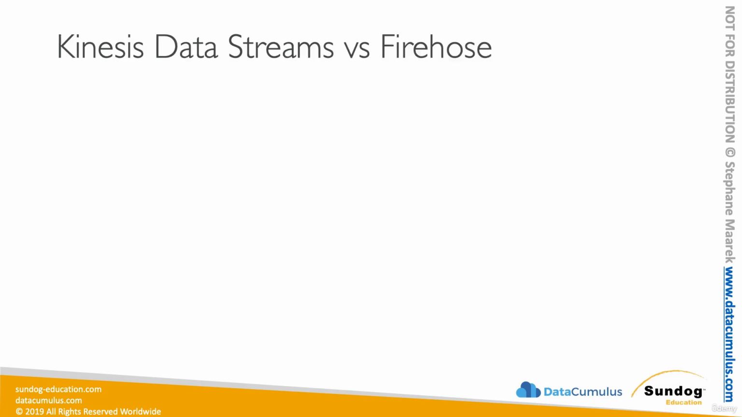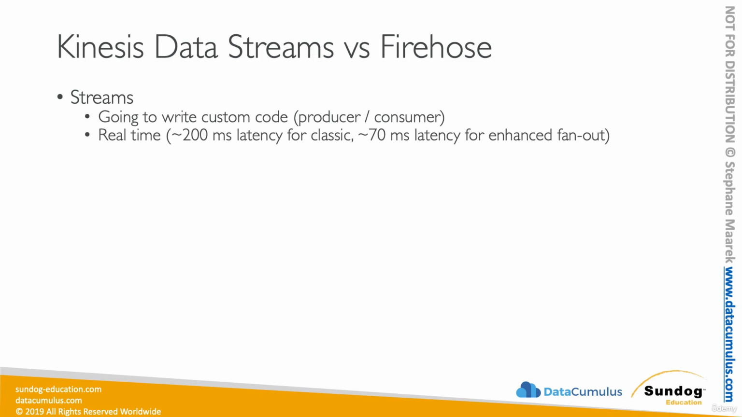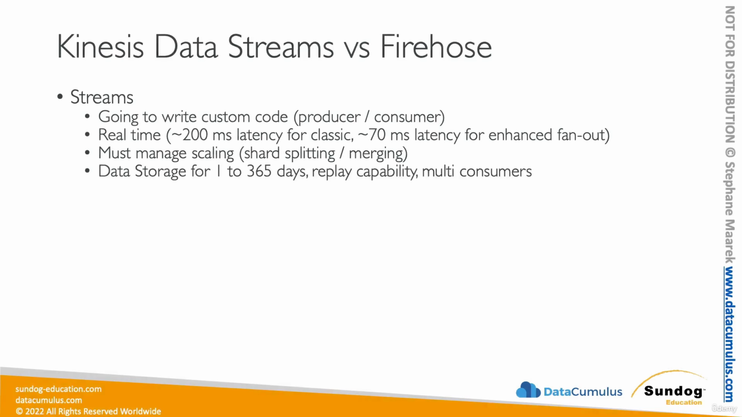Okay, so Kinesis data streams versus Firehose. They look similar, but they're actually not. Streams is you're going to have to write custom code for your producer and your consumer. And it's going to be real time. We're going to get 200 millisecond latency for classic consumers or 70 millisecond latency for enhanced fan-out consumers. And you must manage scaling yourself. So you need to perform shard splitting and shard merging to have your cost and your throughput move over time. You get data storage between 1 to 365 days, replay capability, and multiple consumers.